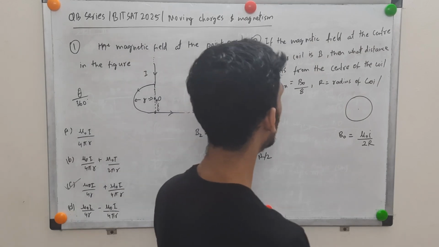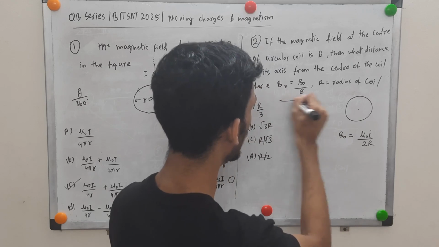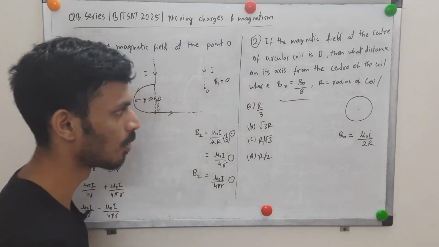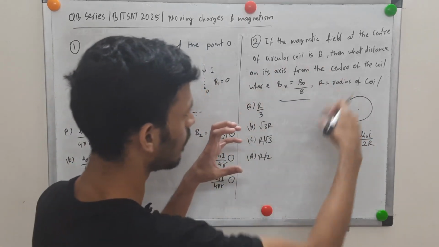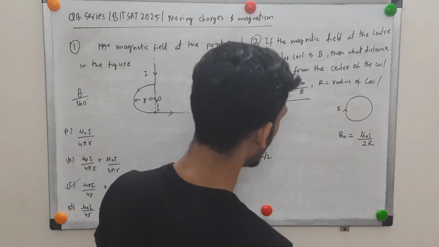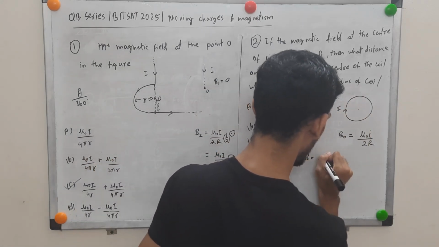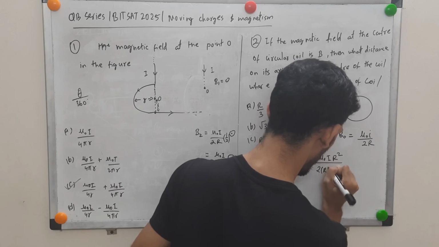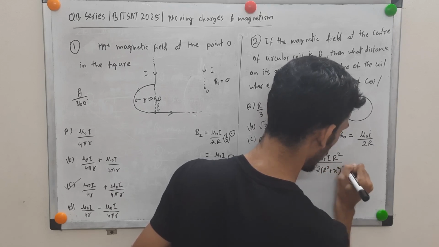So then what is the distance at which the field will become this? Okay, it's what is the distance at an axial point? So somewhere on this axis, if you have this type of disk carrying a current I, it will produce some field, and if you know the exact formula, it is mu 0 I r square upon 2 times r square plus x square raised to 3 by 2. You are supposed to know this.